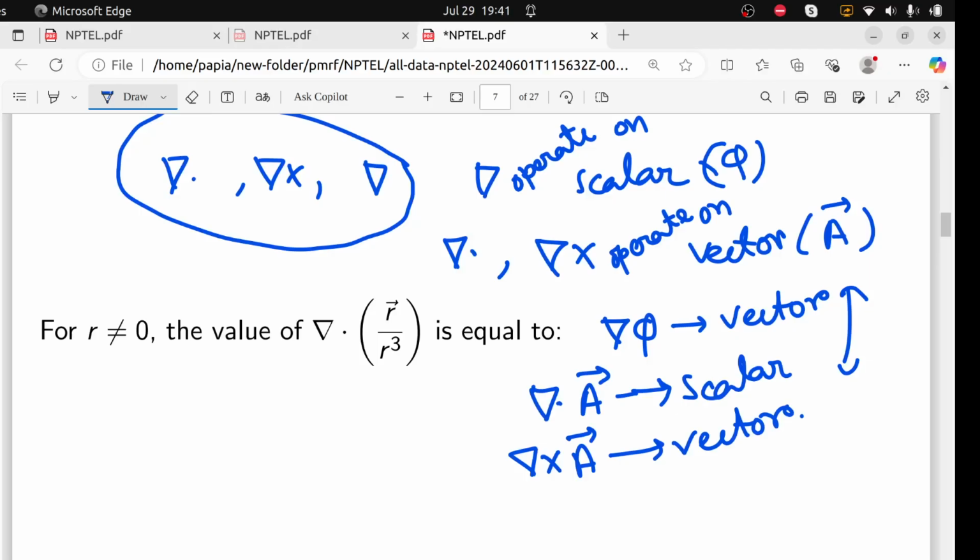Okay. Now coming to here, this is divergence because there is a dot of r vector divided by r cube. As I told you, divergence will always operate on a vector. You can see divergence is operating on a vector. So as a whole this one is a vector, but can you tell me what the result will be, whether it is scalar or vector according to these three? Divergence of r vector by r cube, will it come as a vector or scalar? Can anyone tell me?